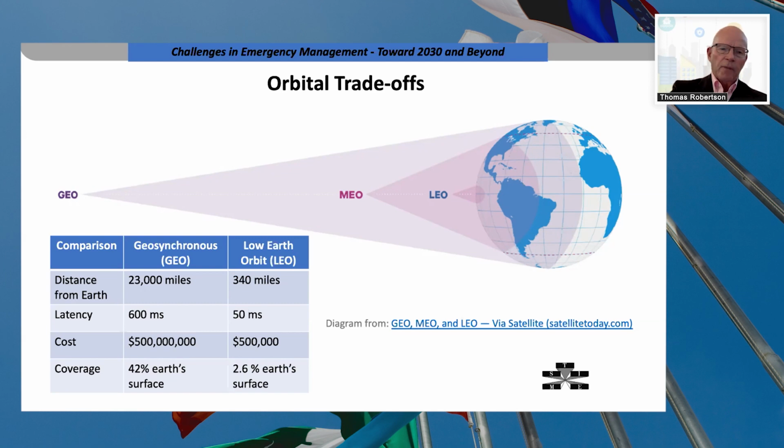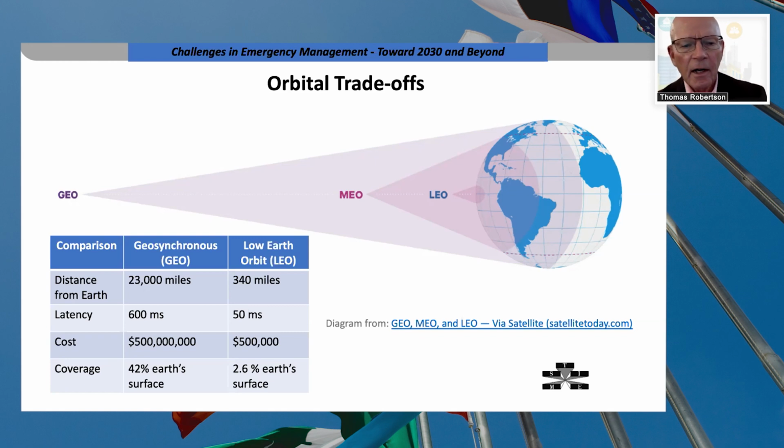The other extreme from geosynchronous satellites are low Earth orbit satellites. These orbit much closer to the Earth. For example, Starlink is about 340 miles from Earth compared to the 23,000 for geosynchronous orbit. And this greatly reduces the latency from 600 milliseconds to 50 milliseconds. And these satellites can be much cheaper to build and launch since they need lower power to transmit the relatively shorter distance, and their lower orbits require smaller launch rockets.